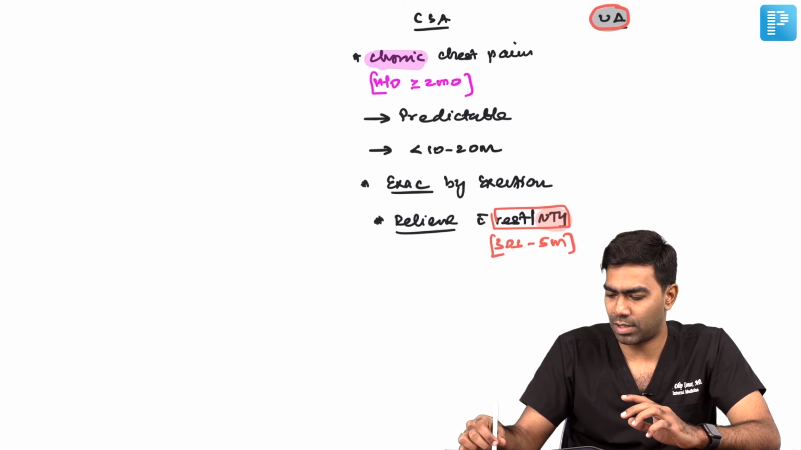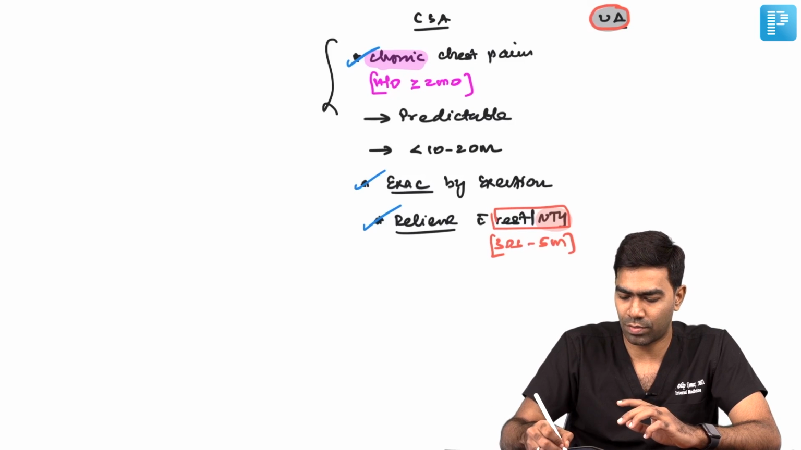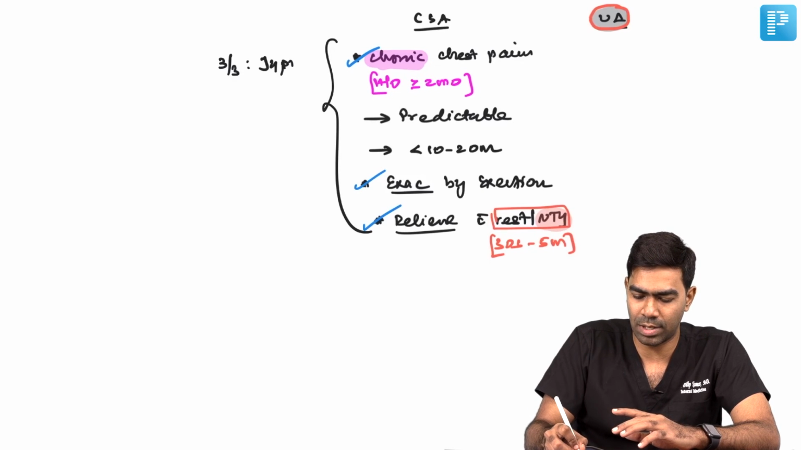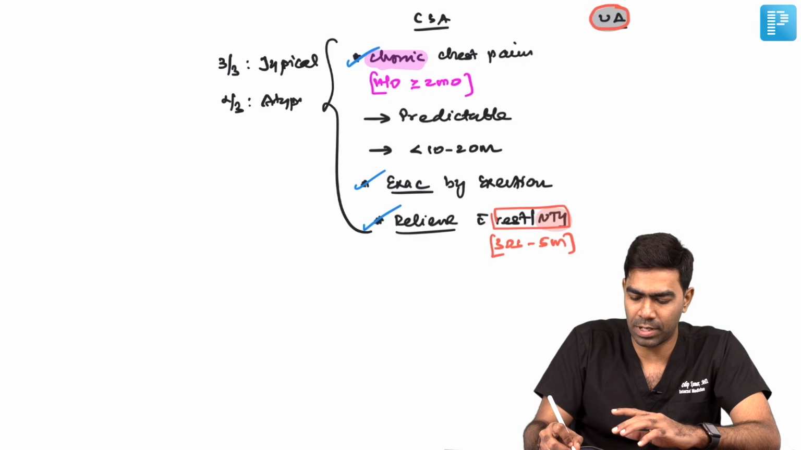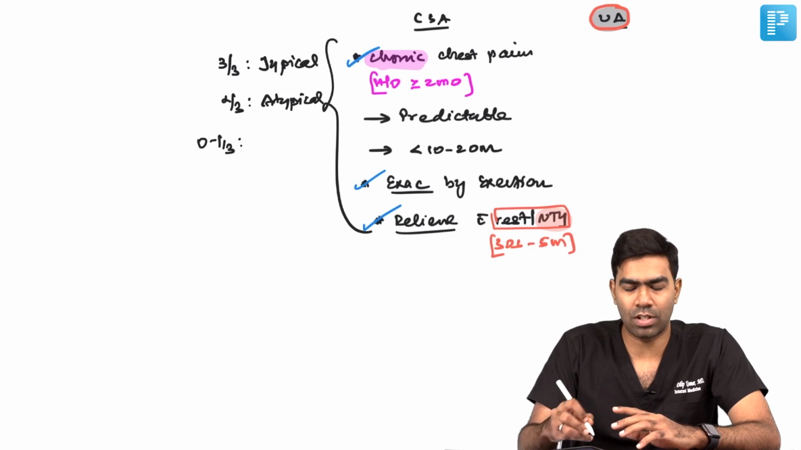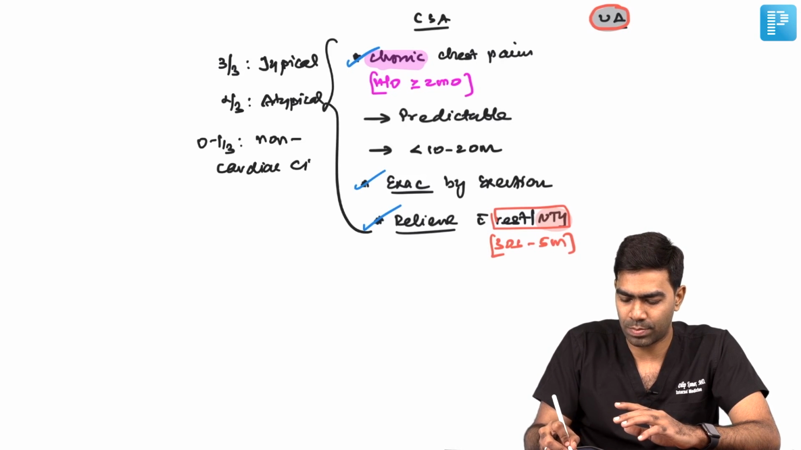So we have seen three important features. One is going to be the chronic chest pain, exacerbated by exertion and emotions, and relieved by rest. So out of these three features, if you have all three out of three, we are going to call it a typical angina. If only 2 out of 3 is there, we are going to call it an atypical angina or atypical chest pain. If none of these features or only 1 of these 3 features is there, then we'll typically be calling it a non-cardiac chest pain.